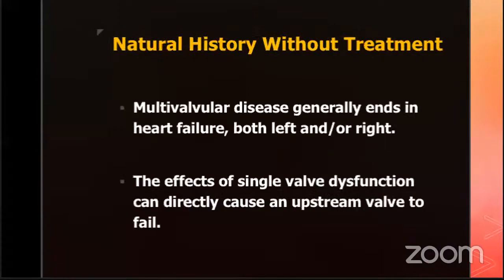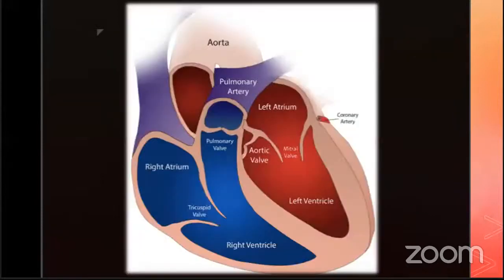Given the natural history without treatment, multivalvular disease generally ends in heart failure, left and or right. The effects of single valve dysfunction can directly cause an upstream valve to fail. So sometimes it begins with a single valve and ends up with multiple valves. How could that happen? This picture is only to imagine the pathway. For example, when the aortic valve becomes stenotic, the left ventricle becomes pressure or volume overloaded, and the mitral valve can become insufficient.